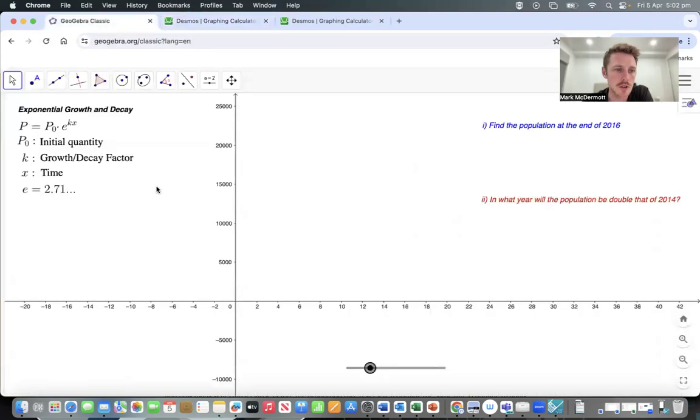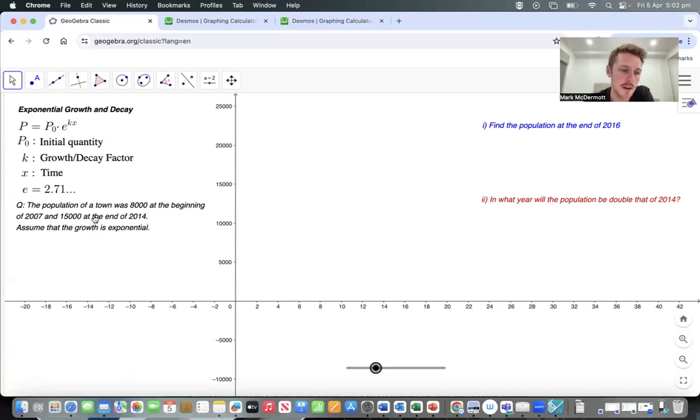So what we can do is try an example of this to see what sorts of questions we can answer with this knowledge. So the question might be something like: the population of a town was 8,000 at the beginning of 2007 and 15,000 at the end of 2014. Assume that the growth is exponential. So you can see, when we talk about growth, we're talking about a very specific kind of growth. It has to obey this function in order for it to be exponential growth.